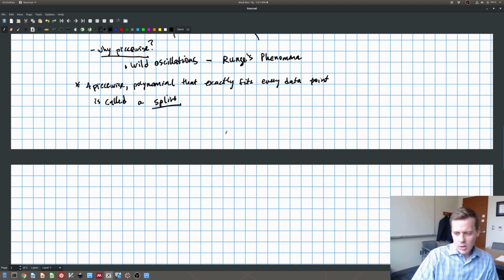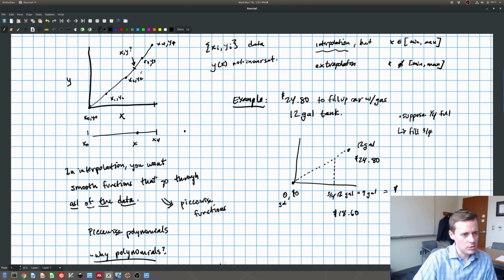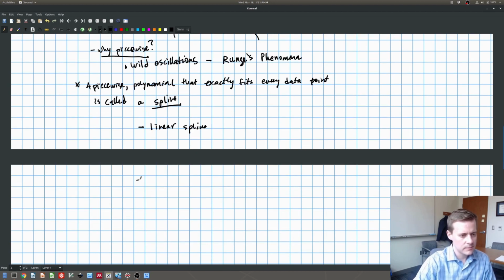And there are different orders of splines. So you can have a linear spline, that would be with linear piecewise functions. Boom, boom, boom. So that would be like this one. You can have a quadratic spline.